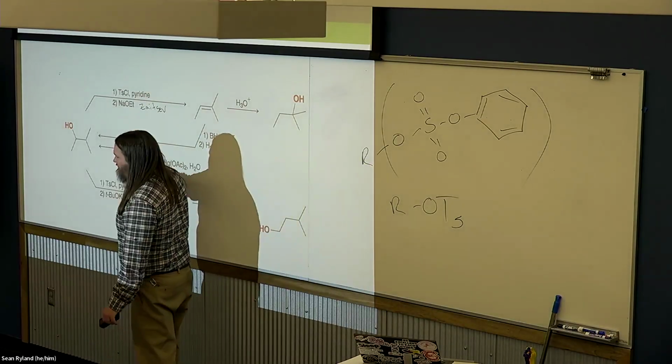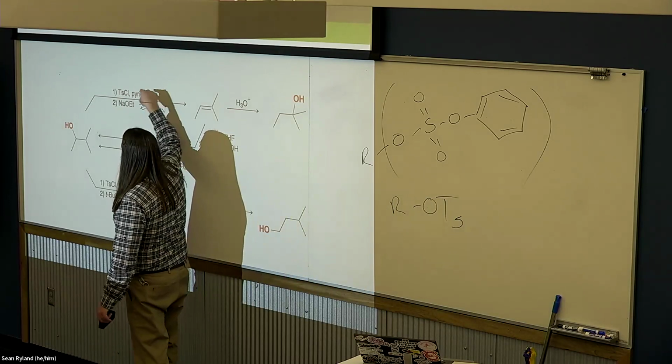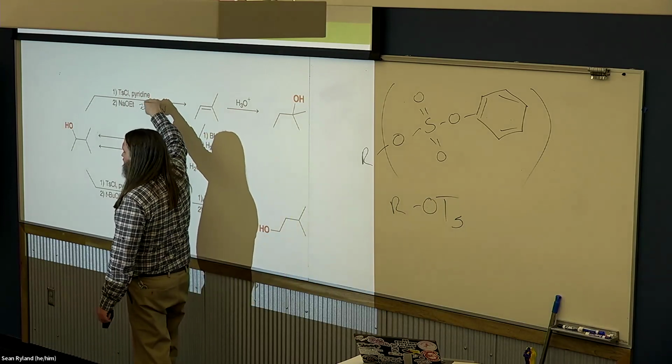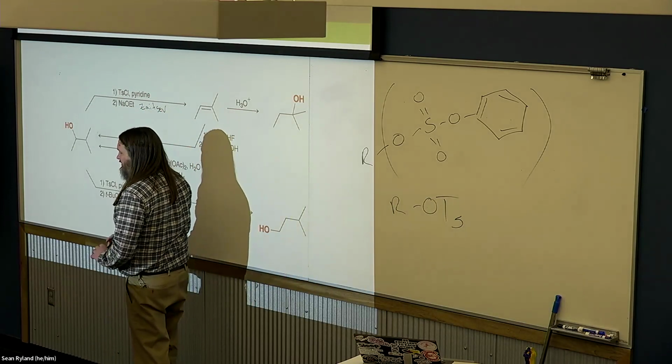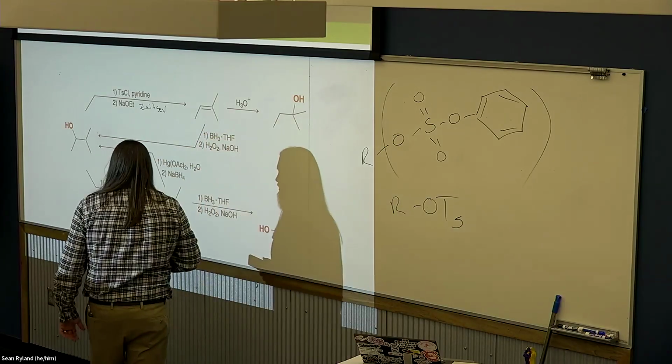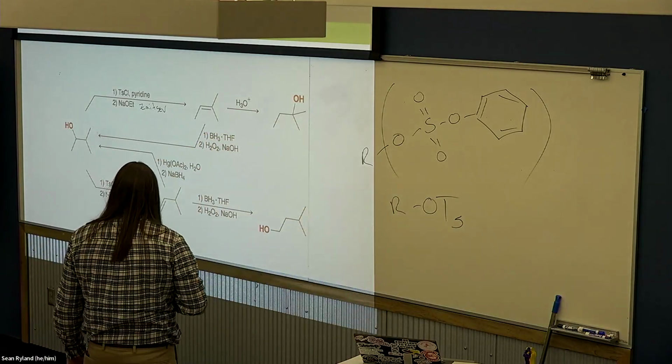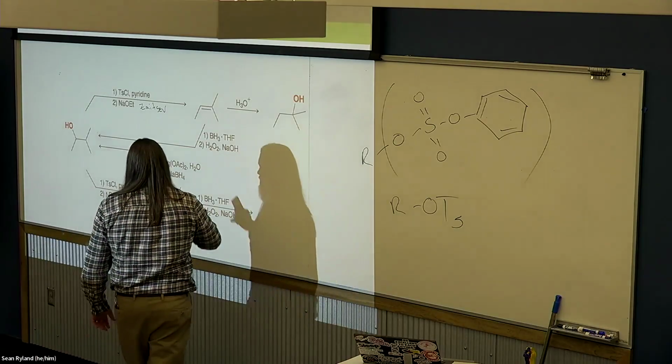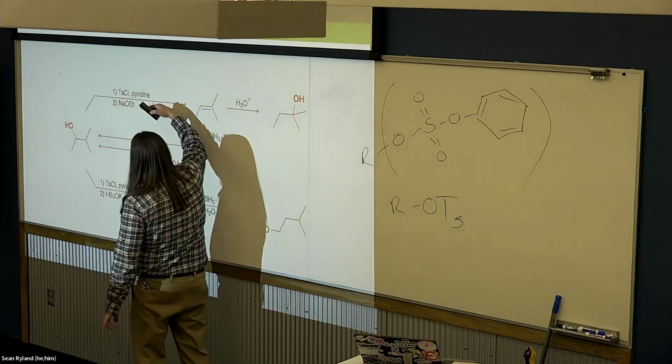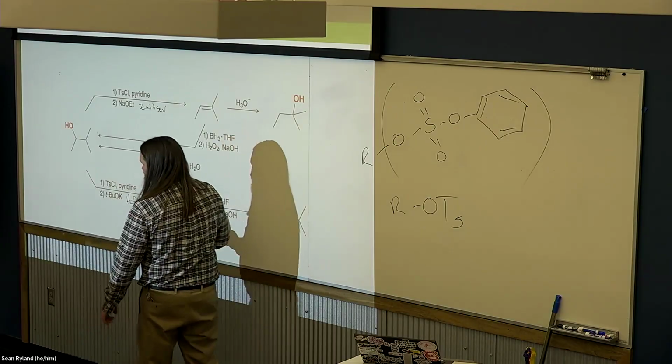So both of these have the same first step, which is the tosyl chloride and pyridine. The pyridine is just there as the aprotic solvent. But then the second step is the elimination reaction, and it can either go Zaitsev or Hofmann.